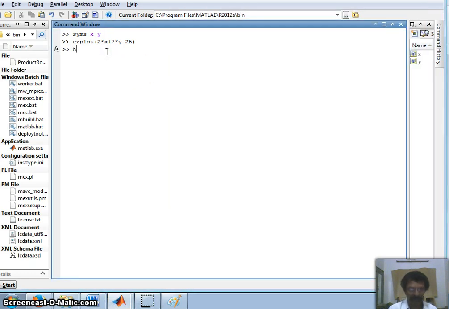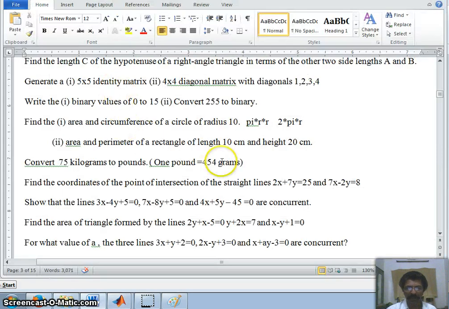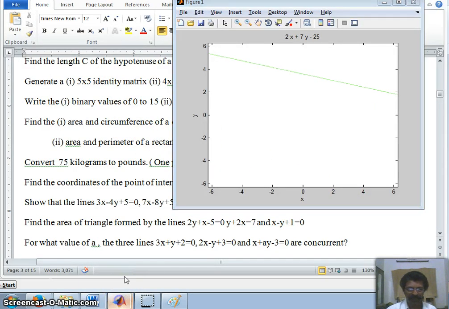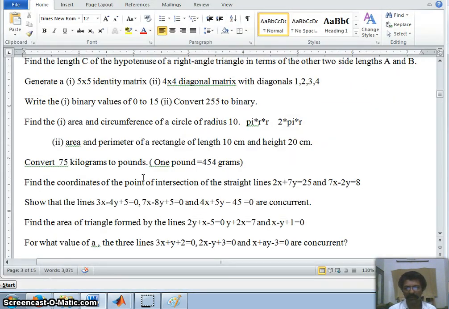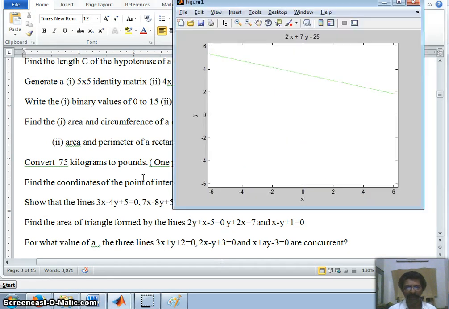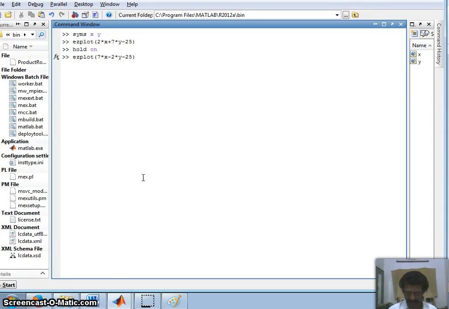Now I hold this graph and I draw another line. The other equation is 7x minus 2y minus 8. So again I take 7x minus 2y minus 8. Right, so this is another line. I switch on the grid.